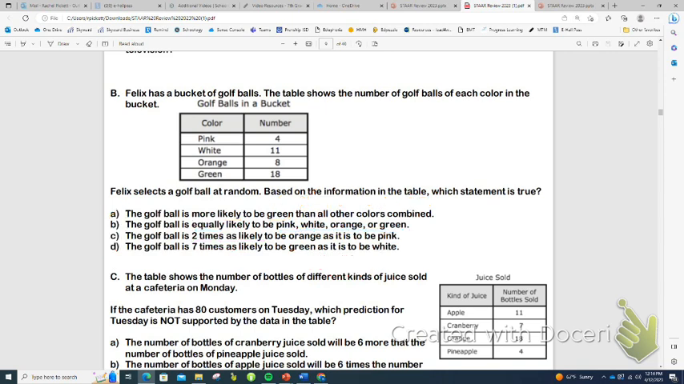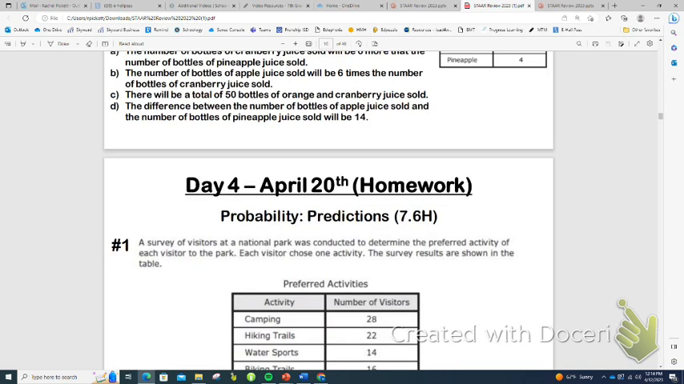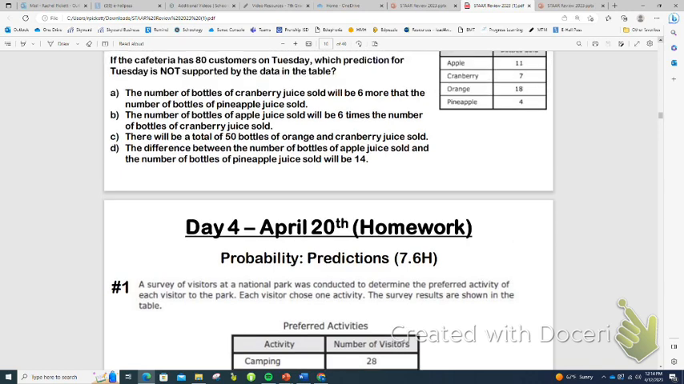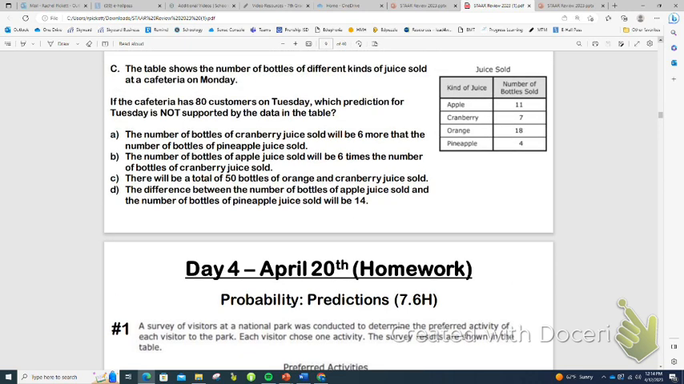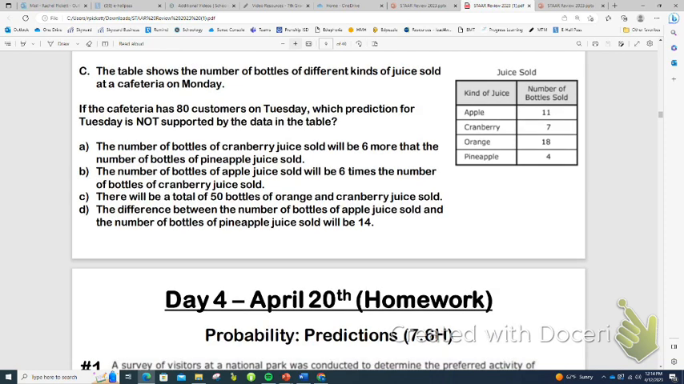Let's go ahead and look at example C. C says the table shows the number of bottles of different kinds of juice sold at a cafeteria on Monday. If the cafeteria has 80 customers on Tuesday, which prediction for Tuesday is not supported by the table in the data? So first, let's go ahead and figure out what the total number of juices sold on Monday is.